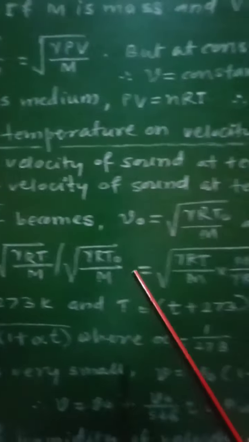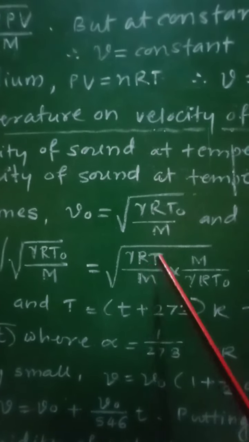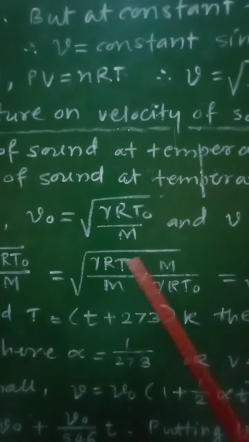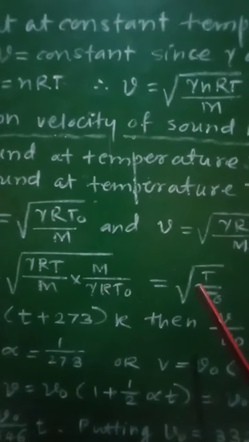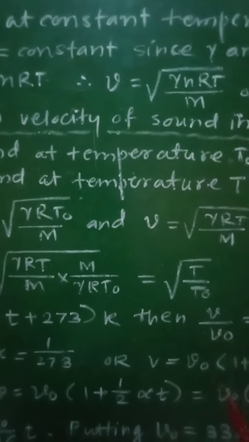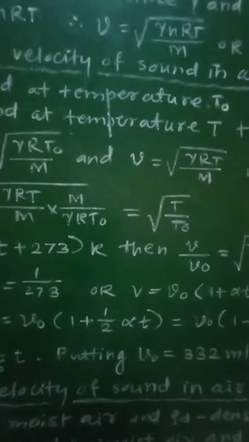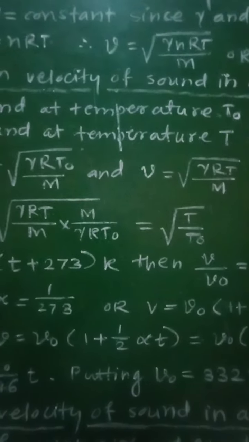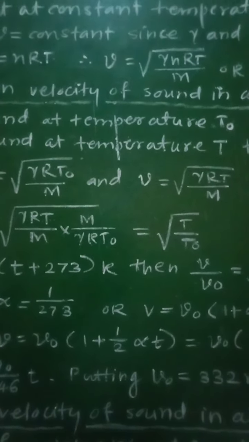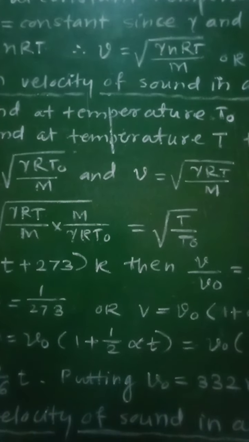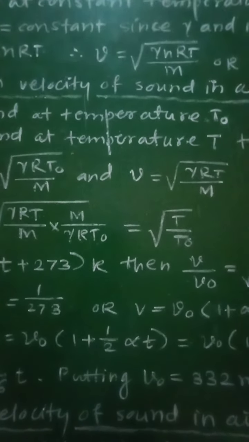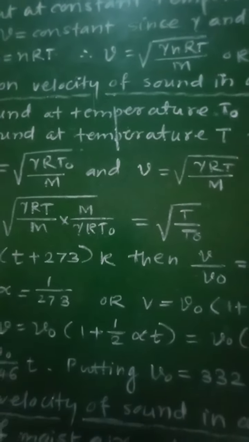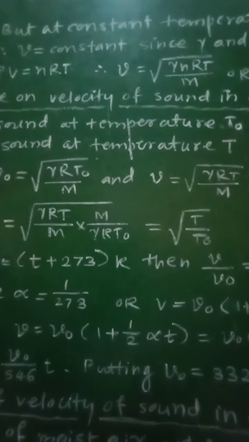In the form of a product, it will be written as square root of gamma RT upon M into M upon gamma RT0. From this, M and gamma R will get cancelled and we will get square root of T by T0. So from this formula it is clear that phi by phi0 is equal to square root of T by T0. Therefore we can say that the velocity of sound in air is directly proportional to the square root of temperature. That means if there is an increase in temperature, the velocity of sound will increase.